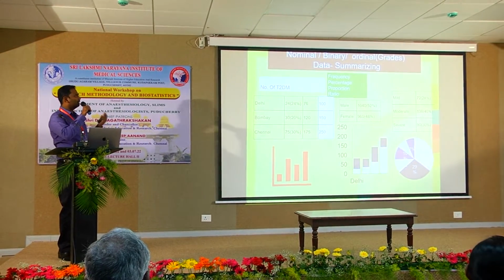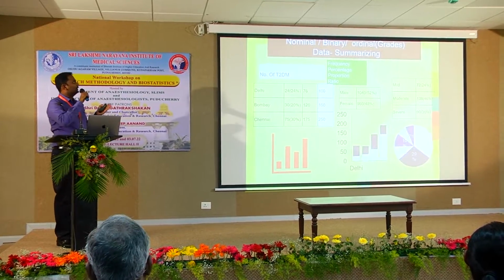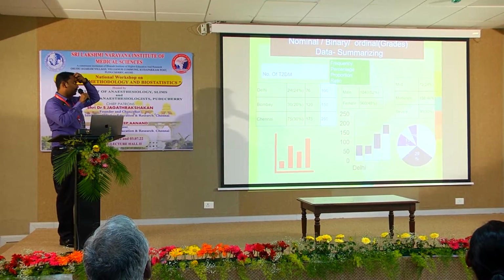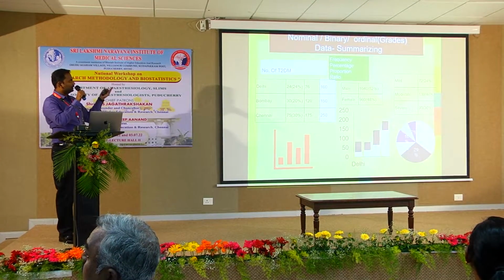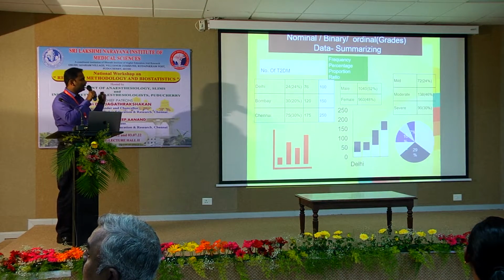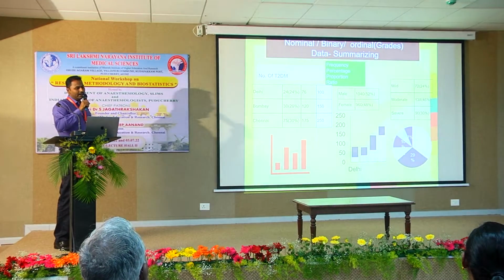Here, how to summarize the data. Nominal, binary and ordinal, how to summarize the data. Suppose you take the example of the number of type 2 diabetes patients. As we discussed earlier, you will get the ratio, proportion, percentage, and frequency only. It can be presented as a pie diagram and bar diagram.